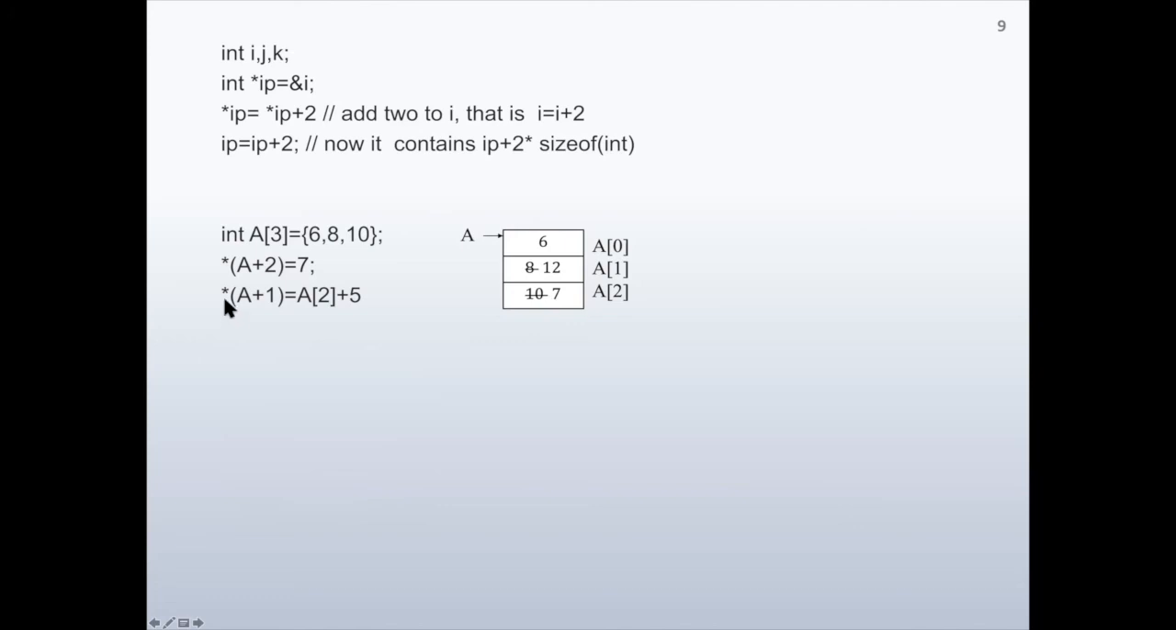Or if we write A plus 1, the item at that location, the item stored here, is assigned the value A2 plus 5. A2 was 7. 7 plus 5 becomes 12. So the value in this location becomes 12.